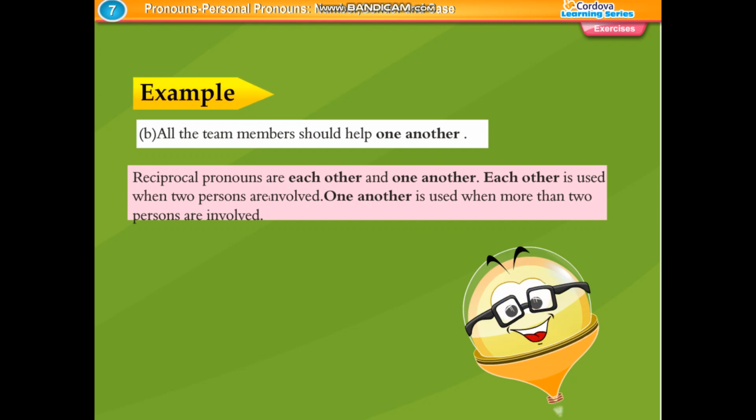Each other is used when two persons are involved. One another is used when more than two persons are involved.